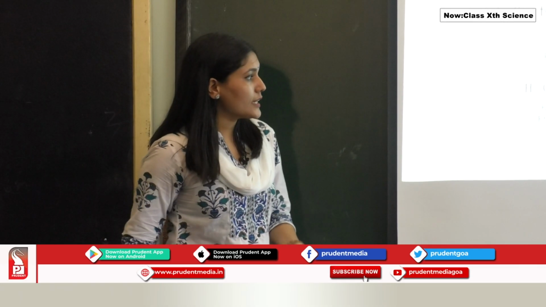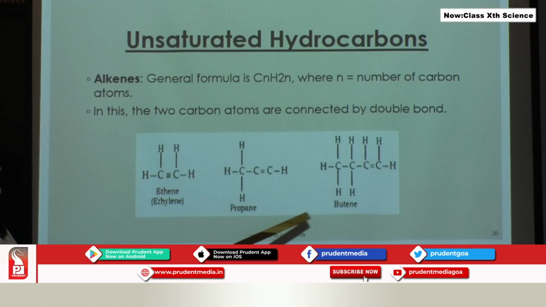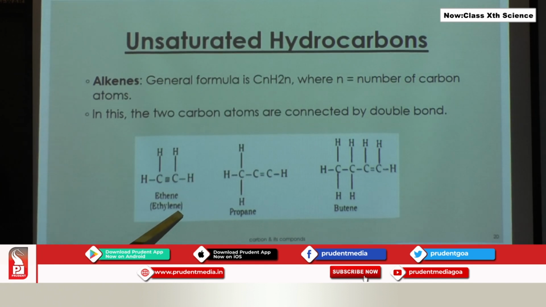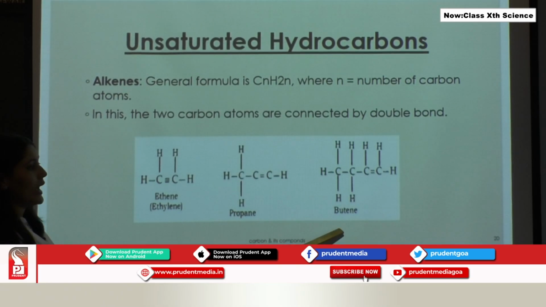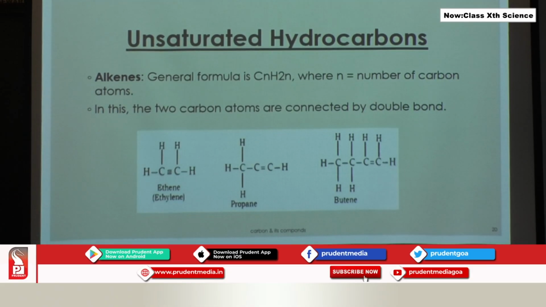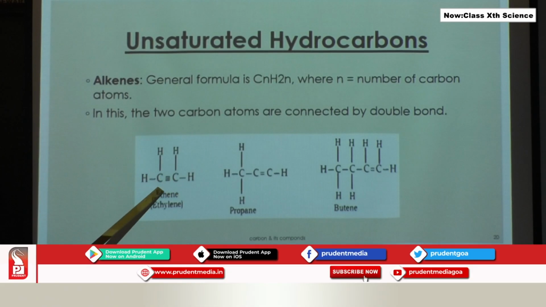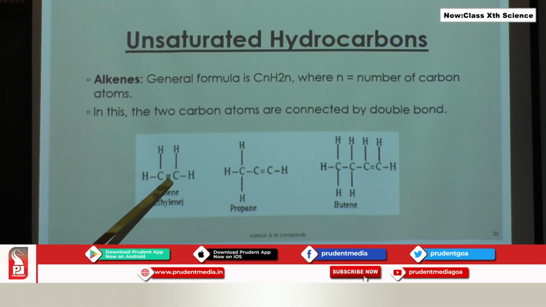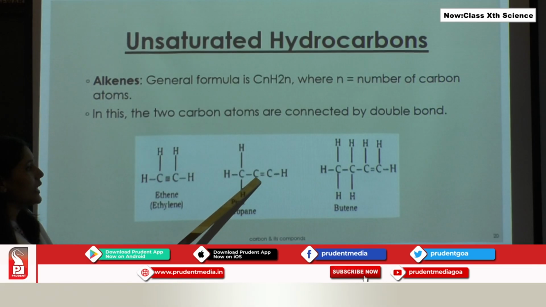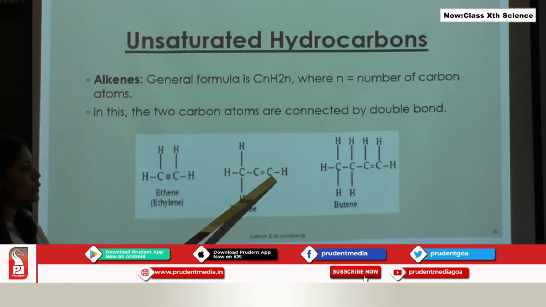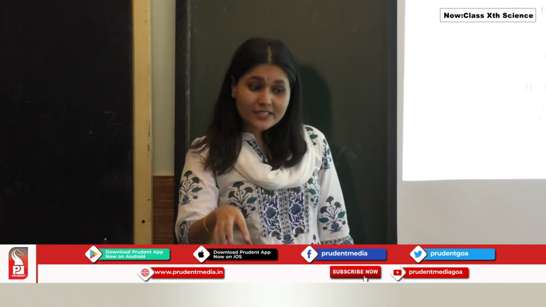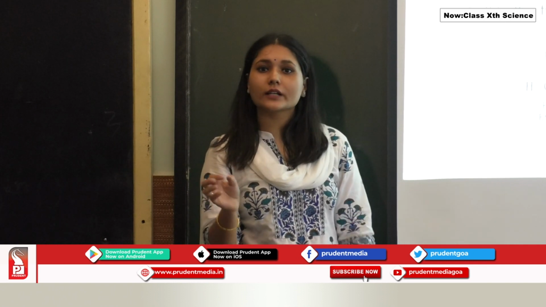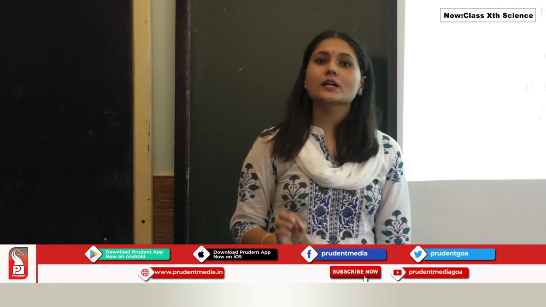Over here if you see there are 3 examples, ethene, propene and butene. In this nomenclature you see they are ending with ene. So ethene, also called ethylene, propene and butene. Over here you can see there are 2 carbon atoms linked by a double bond. Over here again there is a double bond between 2 carbon atoms, and even in the third case there is a double bond between 2 carbon atoms. So alkenes are those in which the 2 carbon atoms are connected by a double bond with a general formula CnH2n.